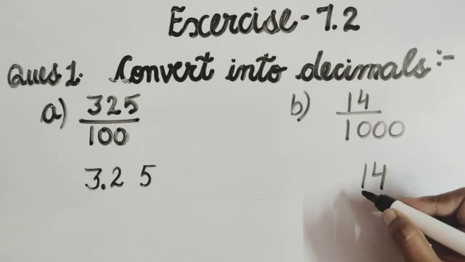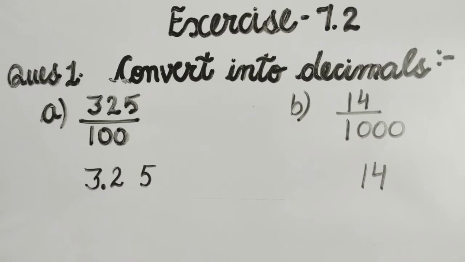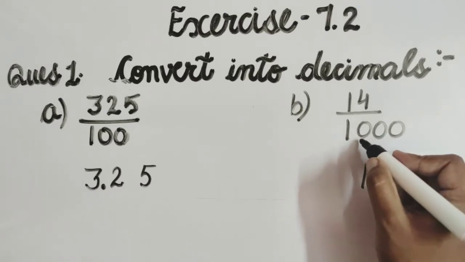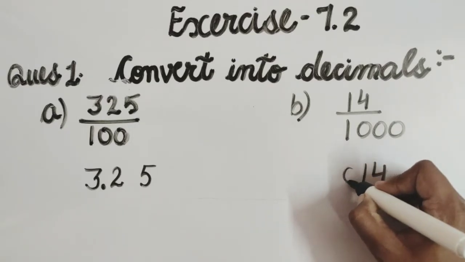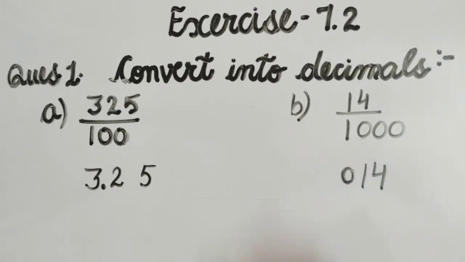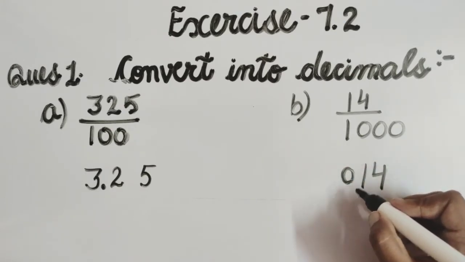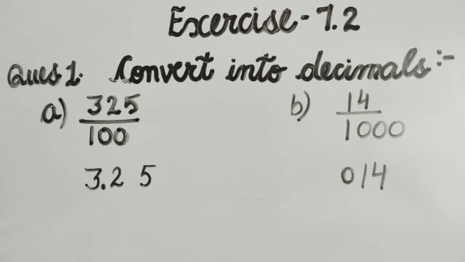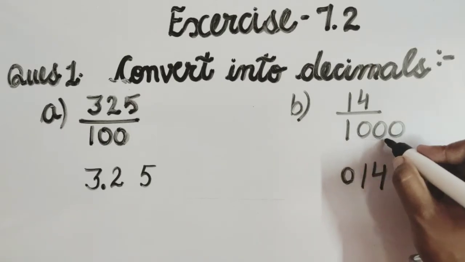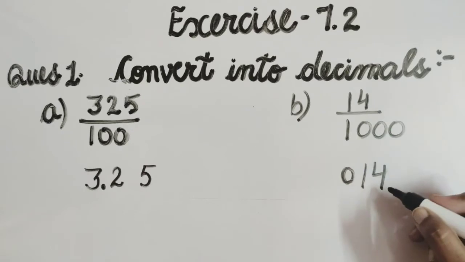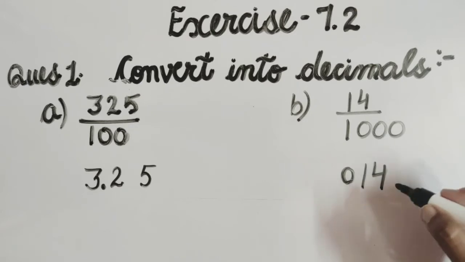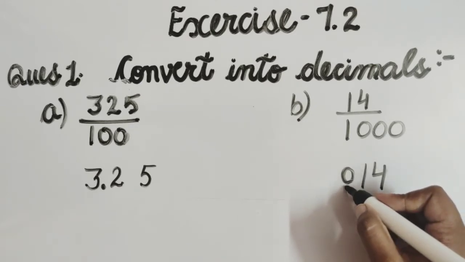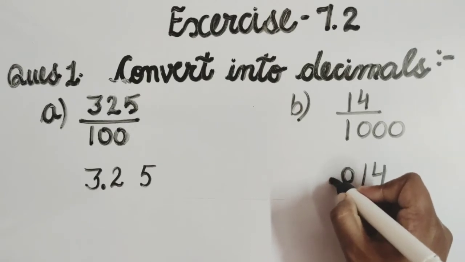We will check from the last. 1, 2. But now students, we only have 2 digits, but we want 3 digits because after 3 digits we have to put a dot or a decimal. So what we will do, students, we will put a 0 from our side. Whenever we are not having anything, at that place we put a 0. So now count from the last. As in the denominator 3 zeros are there, so in the numerator we will count from the last and after 3 digits we will put a point. 1, 2, 3. After 3 digits we have to put a point.